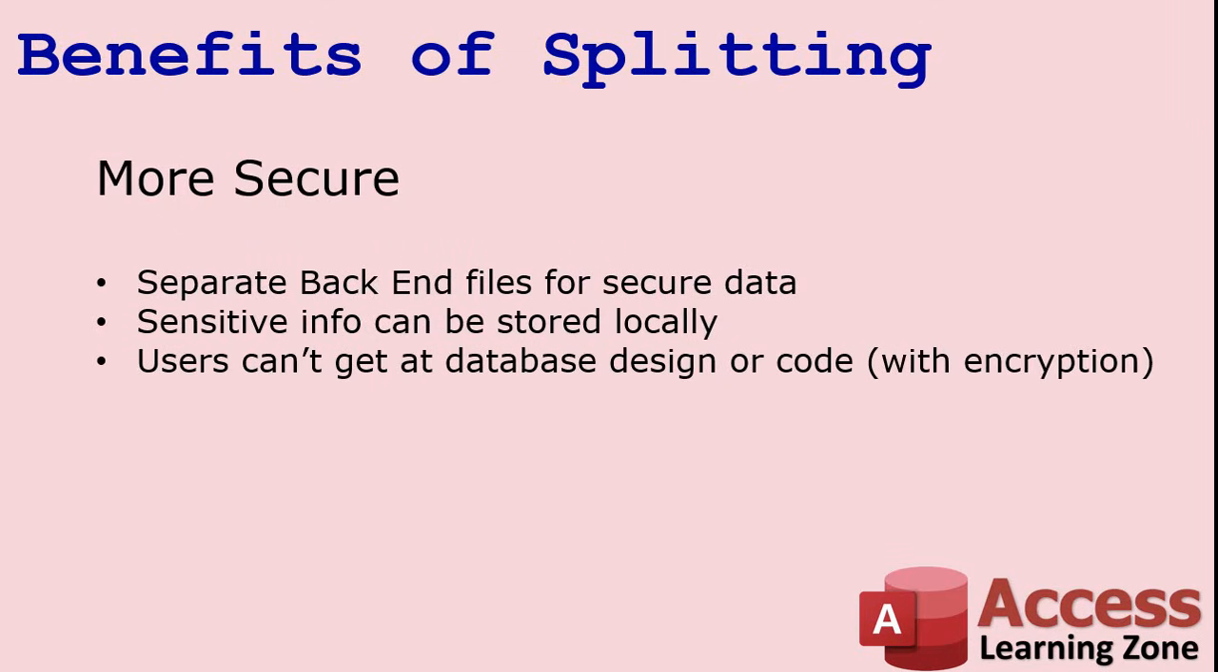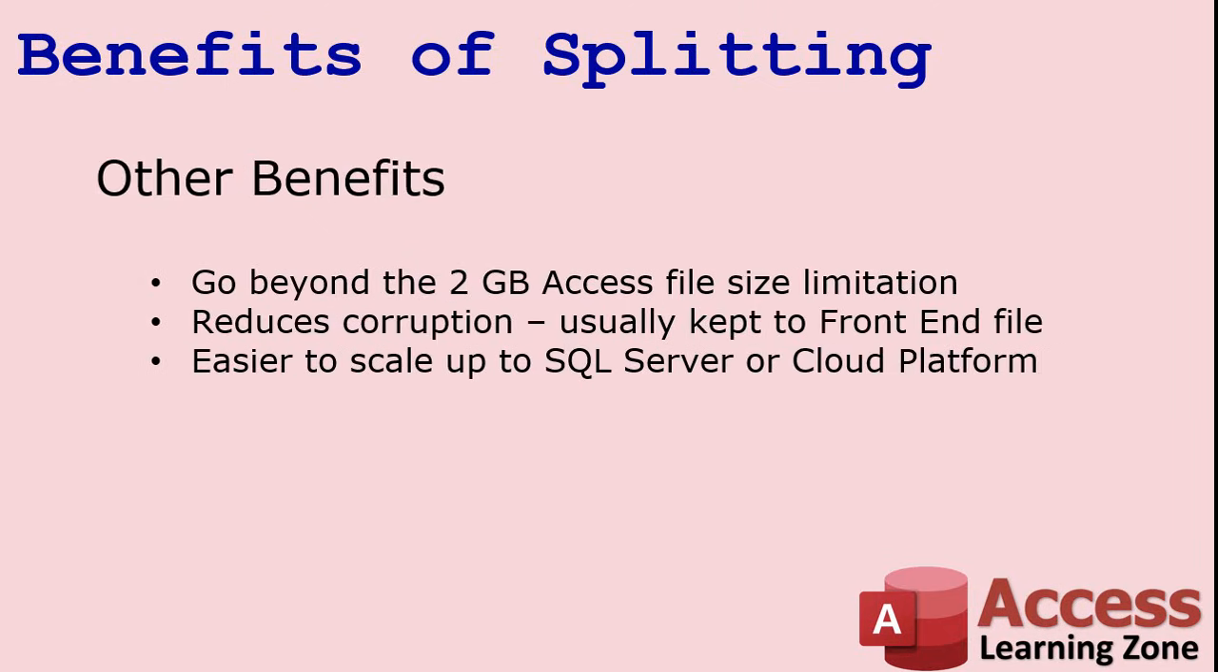Splitting your database is more secure. You can have separate backend files for secure data. Like I said before, you can have a different network share where your accounting information is stored, or credit card numbers, or things like that. And all your normal users are still using the same database, but they can't get to those tables. Sensitive information can also be stored locally if you want to. You don't have to put all of your tables up on the server. Each individual user could have some of their information, like settings, for example, stored locally. And as I mentioned before, with encryption, users can't modify the database design. They can't change forms, they can't change queries, they can't modify reports. It's all locked down.